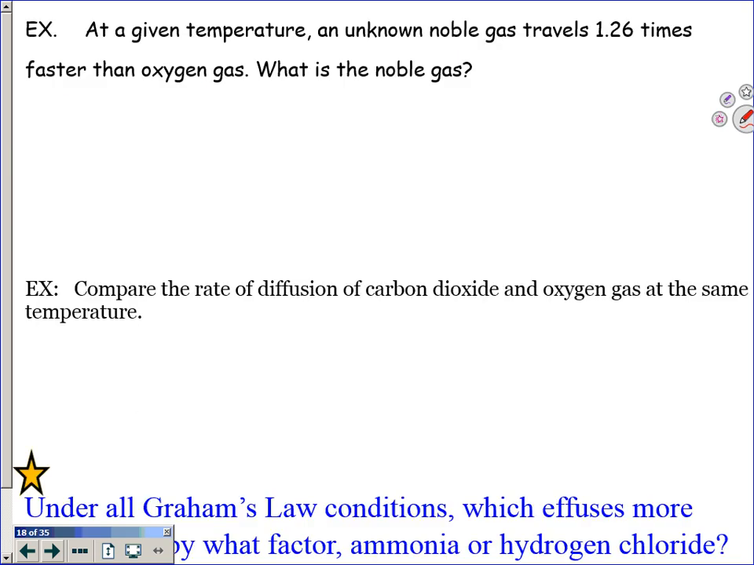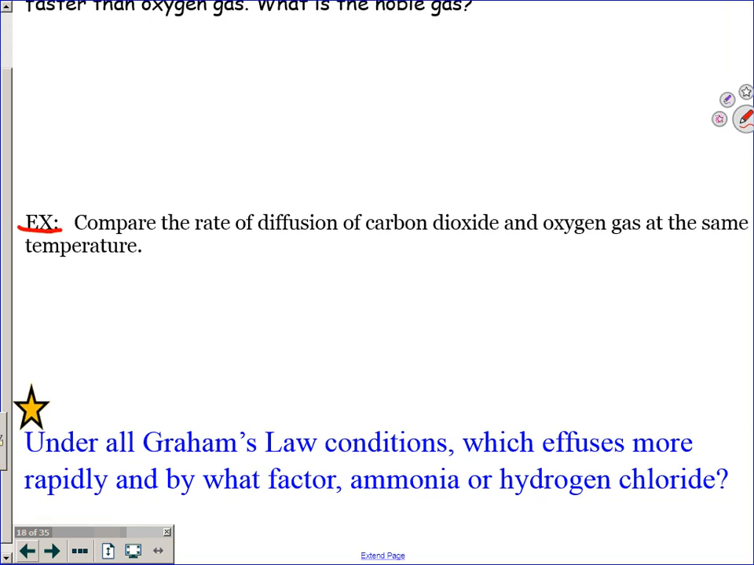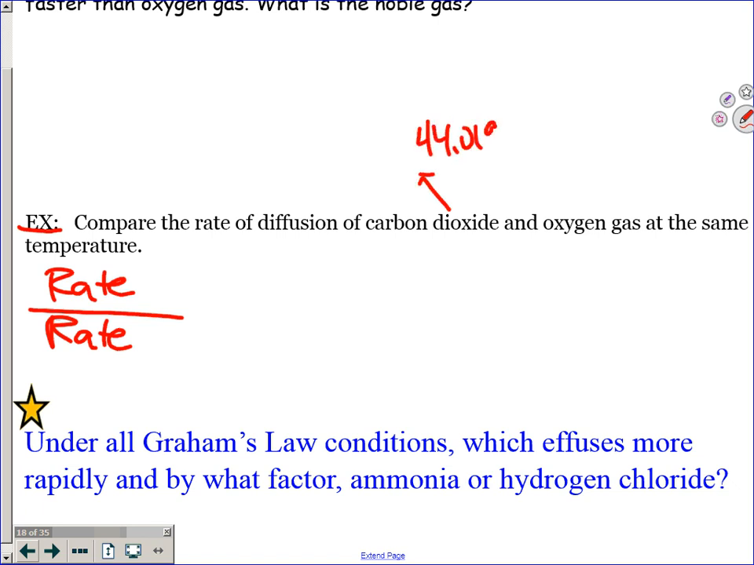All right, let's do this one first. Compare the rate of diffusion of carbon dioxide and oxygen gas at the same temperature. So, rate of who goes on top? What are we looking at to determine that? The lighter gas. Who's lighter? Oxygen gas, right? So what's carbon dioxide's mass? 44.01 grams per mole. Molar mass of oxygen? 32 grams per mole. Okay, so we're going to do O2 on top and CO2 on the bottom.